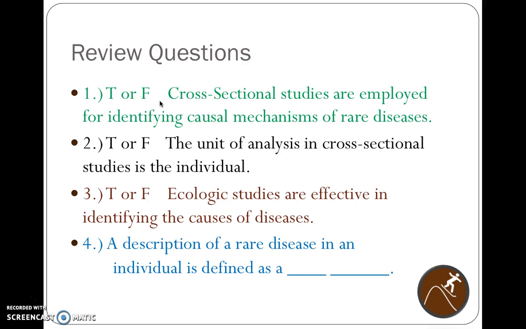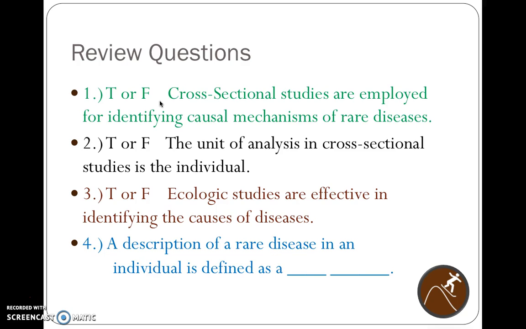True or false, the unit of analysis in cross-sectional studies is the individual. You should have said true because ecologic studies are the ones where it's at the population level. Cross-sectional studies, like we're going to talk about here, case control studies, cohort studies, clinical trials, all of those gather data at the individual level.